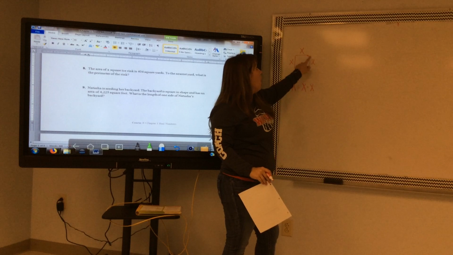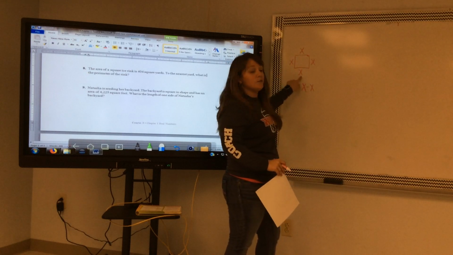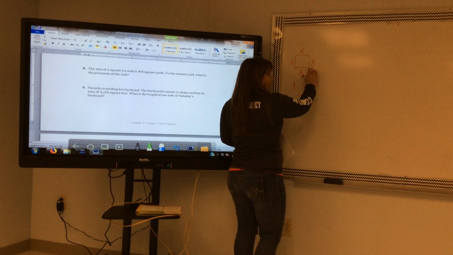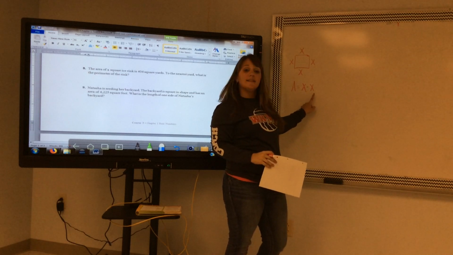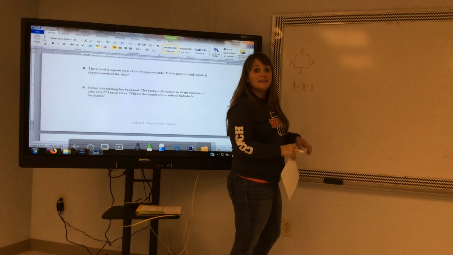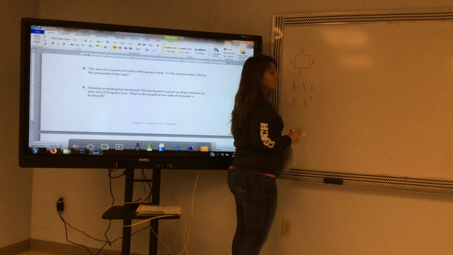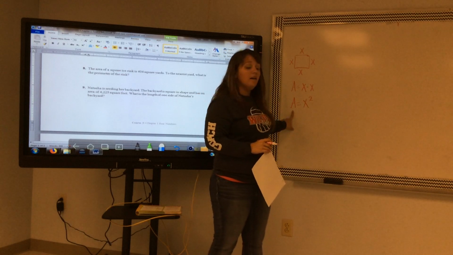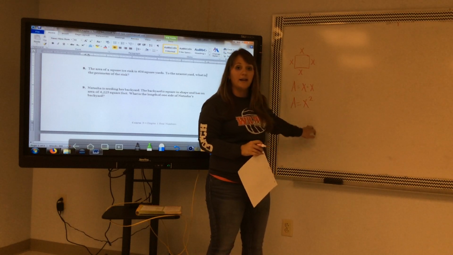If it was 3, all the sides would be 3. If I chose 8, all the sides would be 8. Okay? So no matter what it is, if it's x, to find the area of it, I use x times x. Well, x times x, we learned, is represented as x squared. So anytime I know the area of a square, I can plug it into this formula to solve for x.